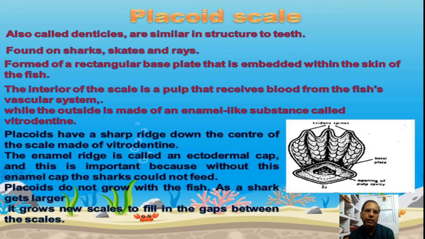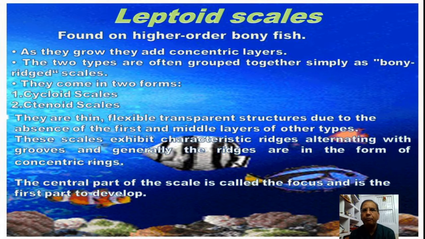The enamel ridges are called the ectodermal cap, and this is important because without this enamel cap the shark could not feed. Placoid scales do not grow with the fish as the shark gets larger. Instead, it grows new scales to fill in the gaps between the scales. Next, leptoid scales.